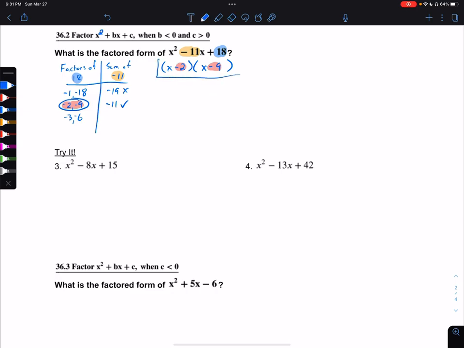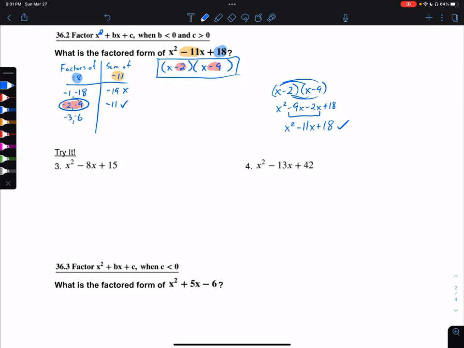And remember, you can multiply these back out to check to see that it works. So if I distribute, I get x squared minus 9x and negative 2x plus 18. If I combine my like terms, I get x squared minus 11x plus 18, which checks out. That was the original. So my factored form is correct.